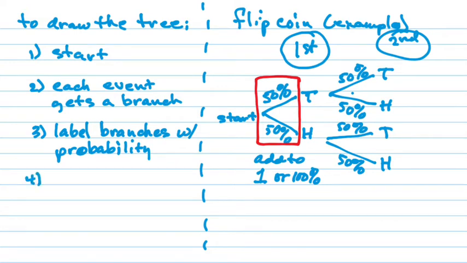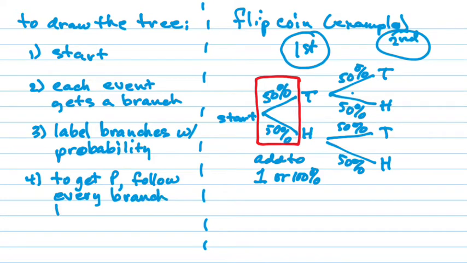Step 4. To get the probability, simply follow every branch that is a success. Because remember, probability is finding the number of successes, right? So just follow every branch that is a success. So let's say I want a tails and then another tails. Yeah? So we're going to follow the branches that lead to tails and tails.